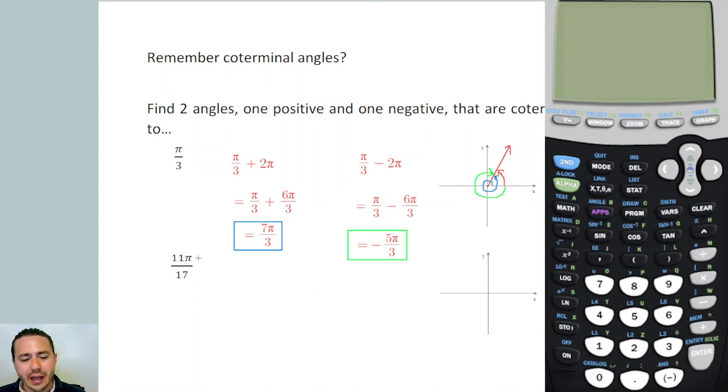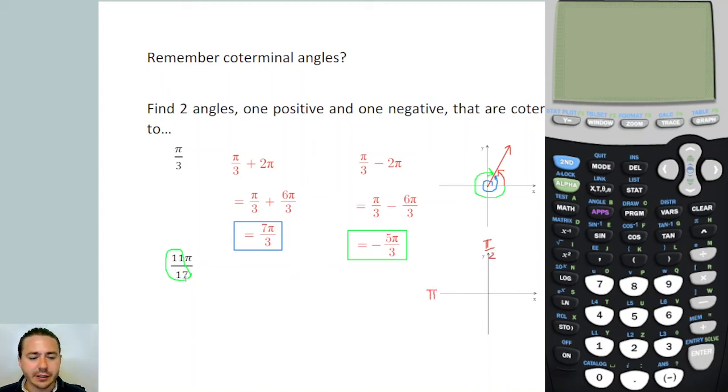I know you could use a calculator, but what I want to do is just take a look at this fraction. Okay, 11 over 17. That's less than 1. Let me ask you this, though. Is it more than a half? So, remember, half pi is here, and then pi is here. I'm not even going to go further because I know this number to be less than 1.